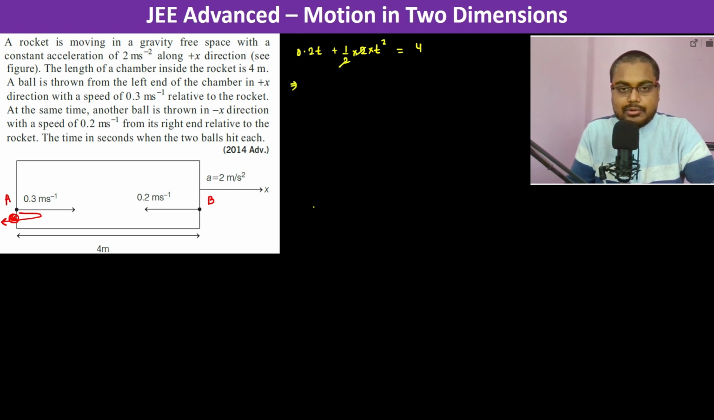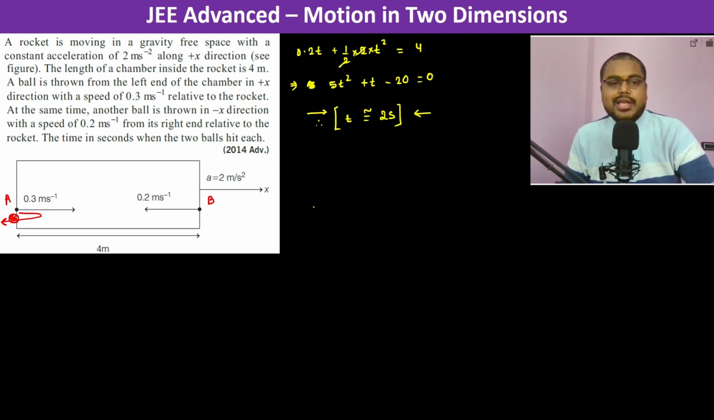So therefore it is t square plus 0.2t minus 4 equal to 0, or 5t square plus t minus 20 is equal to 0. So therefore t becomes nearly 2 seconds. If you calculate this, you'll get it around 1.9. So it becomes almost nearly equal to 2 seconds, and that's what is given as the answer in the standard textbooks.